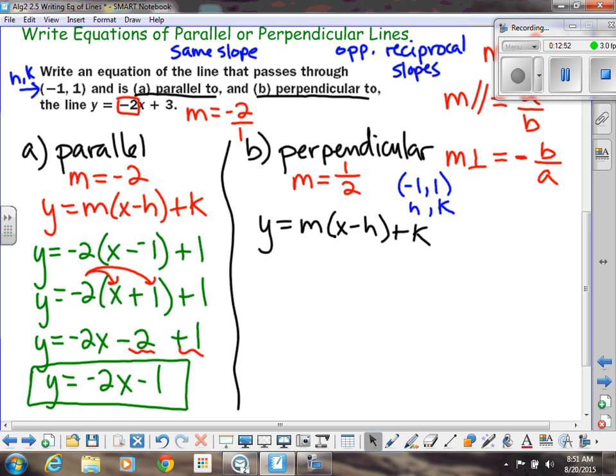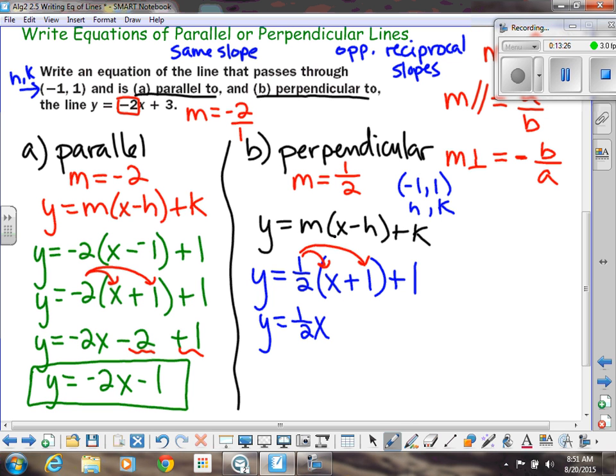Okay. So let's do that. I'm going to have y equals, my slope now is 1/2. Then I'm going to have x minus a negative 1. I'm going to go straight to just writing plus 1, since we already talked about why minus negative is the same thing as positive. And then I have plus 1 for my k. Now I'm going to distribute. Don't let that fraction intimidate you. Use a calculator if you're unsure. But if I do 1/2 times x, that's just 1/2 x. 1/2 times 1, remember anything times 1 is itself, so that's just going to be a half. And then I'm going to bring down that plus 1.